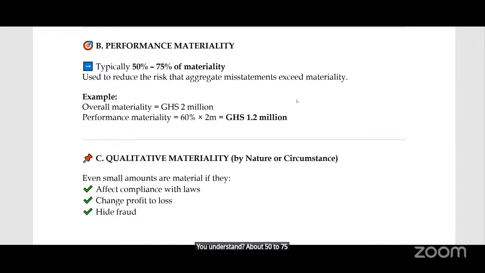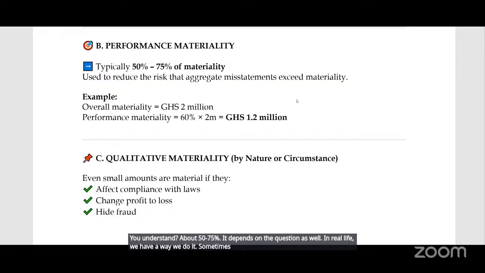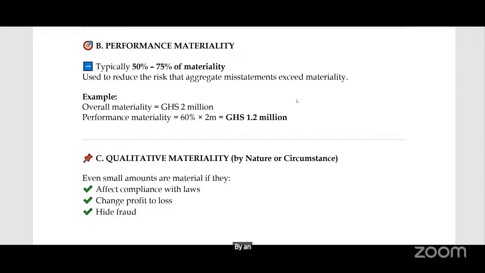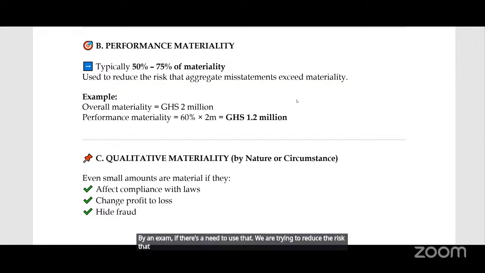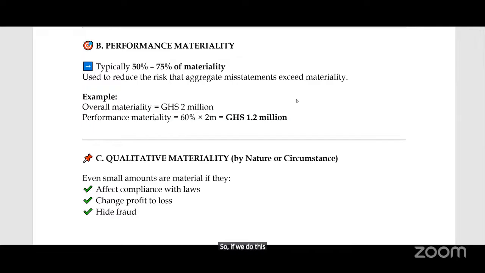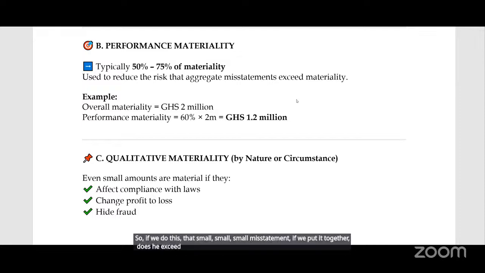It depends on the question as well. In real life, we have a way we do it. Sometimes our audit software itself calculates it for us. But in the exam, if there's a need to use that, we are trying to reduce the risk that the aggregate misstatement exceeds the materiality. So if we put the small misstatements together, does it exceed the materiality level? If it does, those things must be investigated.